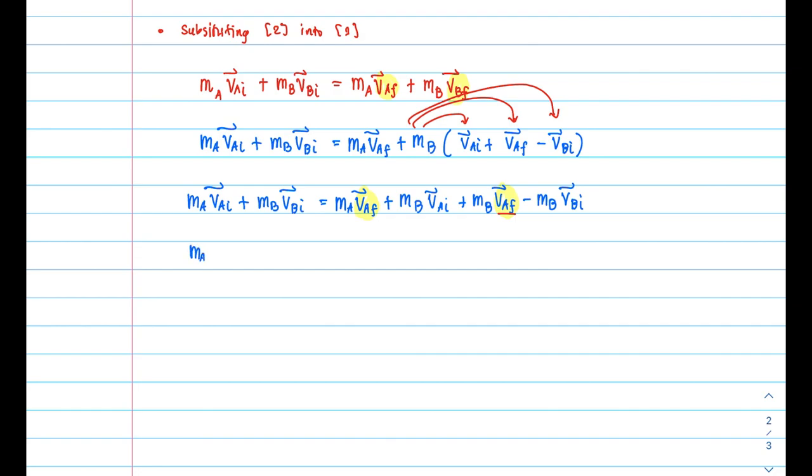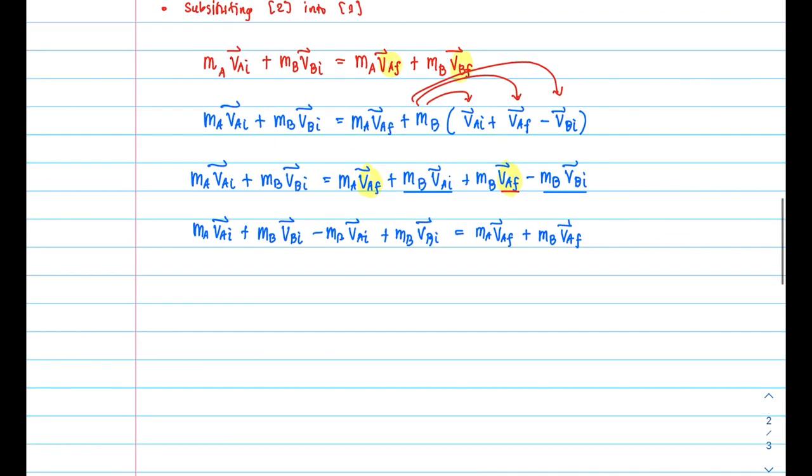So I will just have M sub A VAI plus M sub B VBI. I will transpose this term minus M sub B VAI. And this one also, so this will become plus M sub B VBI. All right, so what is left on the other side of the equation is just MA VAF plus MB VAF.